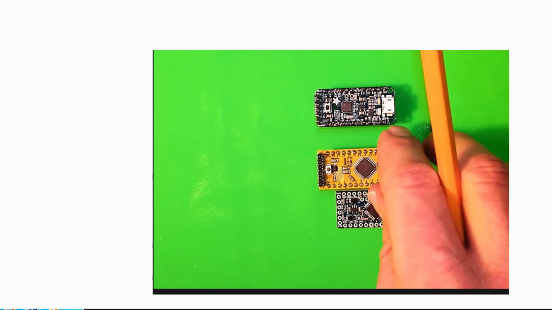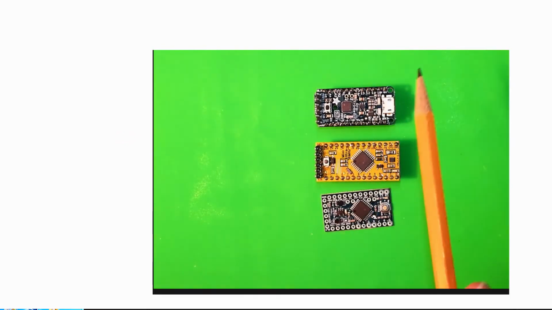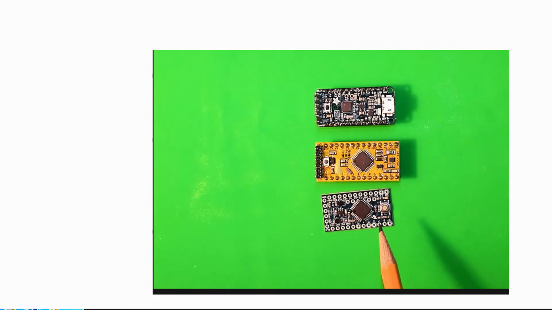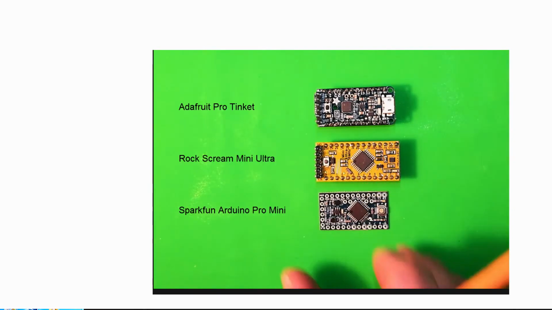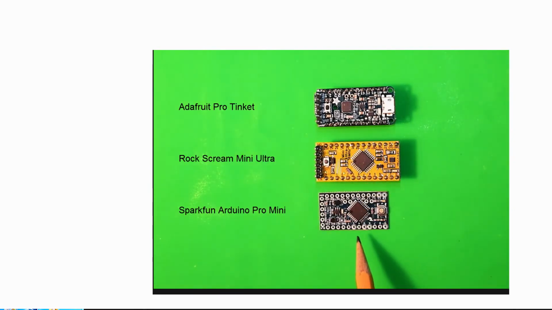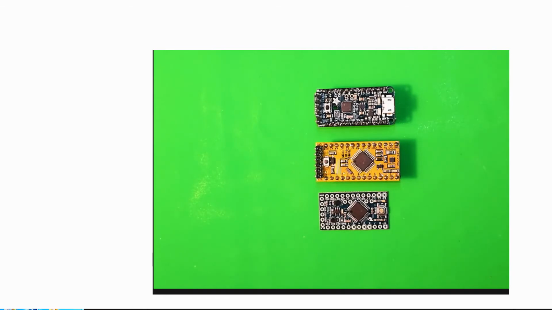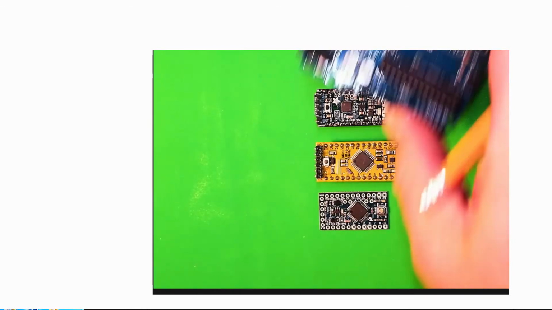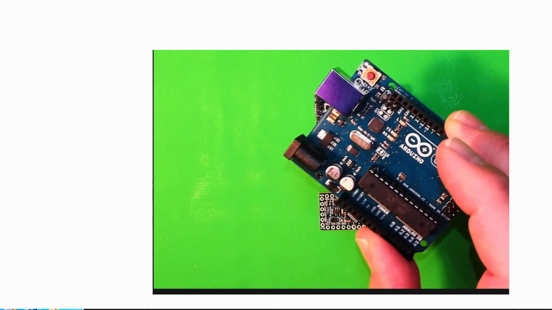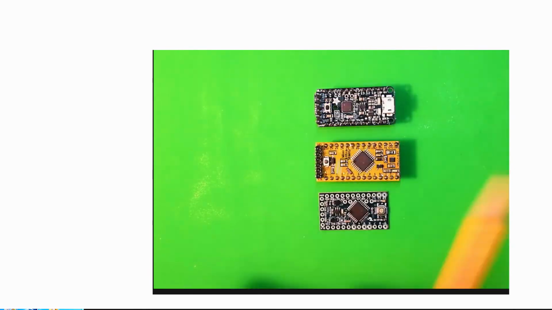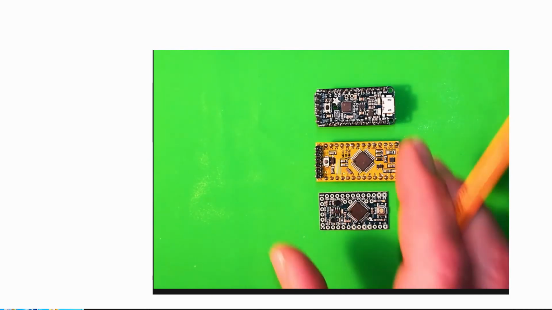Here's these three here: Pro Trinket, Rocket Screen, Arduino Mini, and all of these you do need the FTDI cable or FTDI adapter. But really a good way to go, once you've got your project worked out with something like a full-sized Arduino, got all your debugging done, you know the system works, then you can move your programs down to some of these lower cost, more compact versions before you take it out to the field.